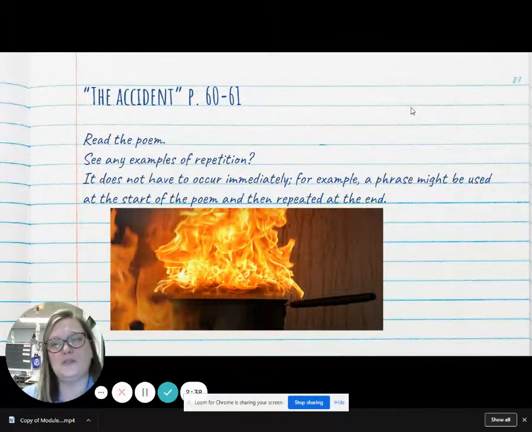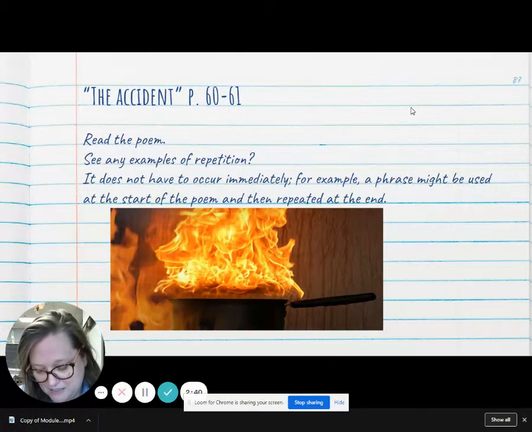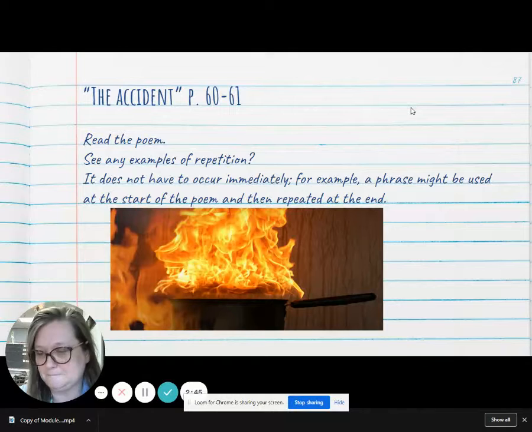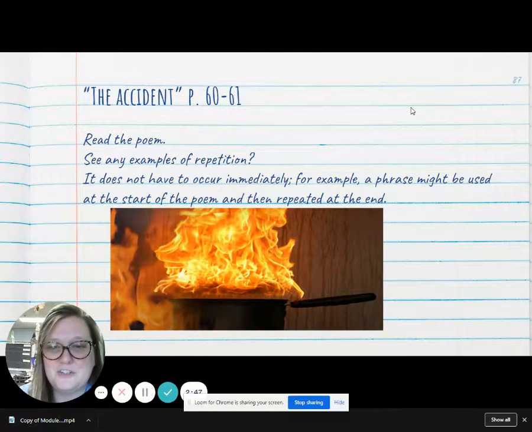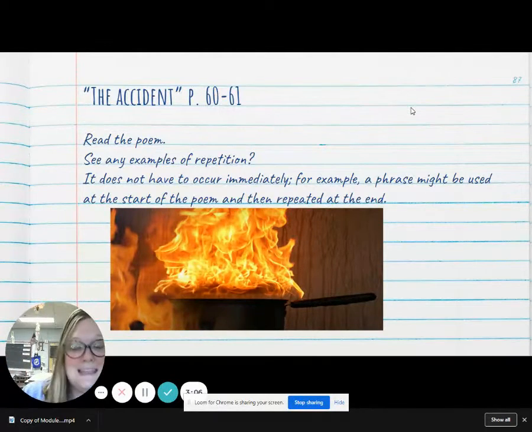I'm going to read the poem to you, The Accident. It's on page 60. So if you would turn to page 60 in your book, and I'm not sure what it is on the PDF, you'll just have to scroll and find, but it should be around page 60. So you can pause the video until you find it. While I read the poem, I want you to look for any examples of repetition. It doesn't have to occur immediately, like a phrase maybe at the beginning of the poem and then again at the end or in the middle. They don't have to be back to back, but see if you see any examples of repetition.